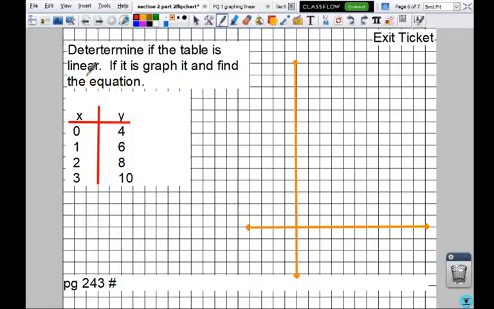Alright, that's it. So, what I want you to do for your exit ticket, you know what, I'm going to make it a little bit easier. I just want you to find the equation. Don't worry about graphing it. And then give me a second to turn on Socrative for your exit ticket, and then that'll be it. And I'll put your homework on Google Classroom. So, for your exit ticket, find the equation.